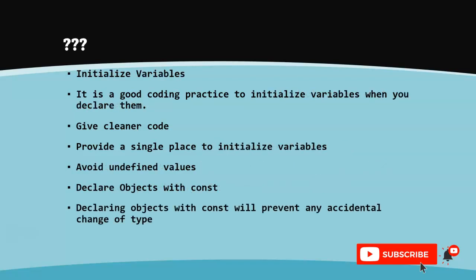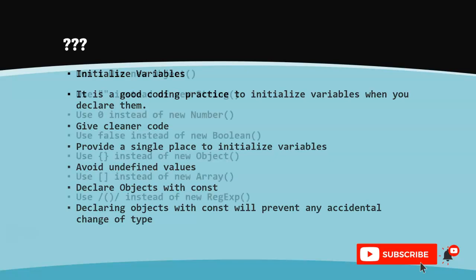Next, initializing variables. It is a good practice to initialize variables when you declare them, like var x = 2. It gives cleaner code. It provides a single place of initializing variables and avoids undefined values. Declare objects with const. Declaring objects with const will prevent any accidental change of type.